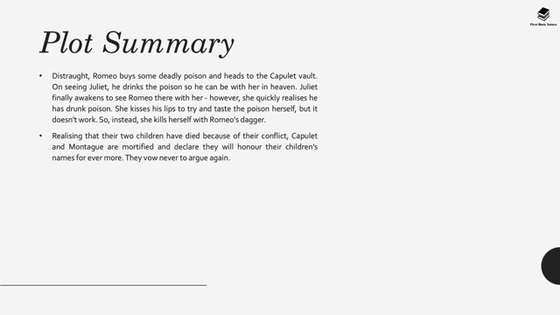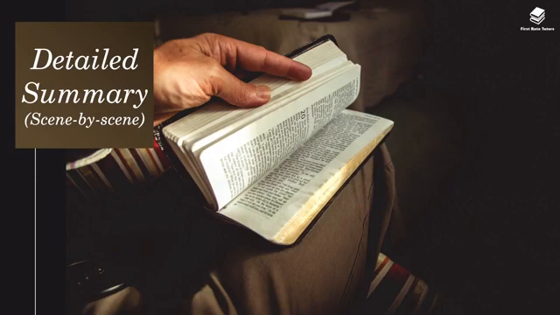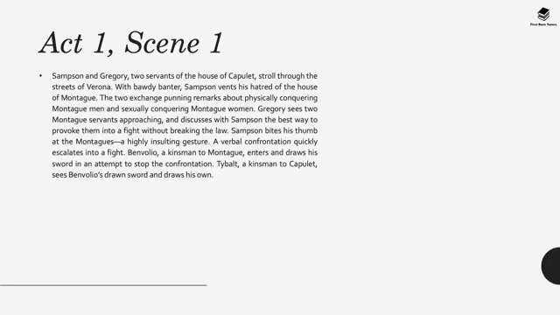Realizing that the two children have died because of the conflict, Capulets and Montagues are mortified, and they both declare they will honor the children's names forevermore, and they vow never to fight again. Now, to go into a detailed scene-by-scene summary of this play. So let's begin with Act 1, Scene 1.